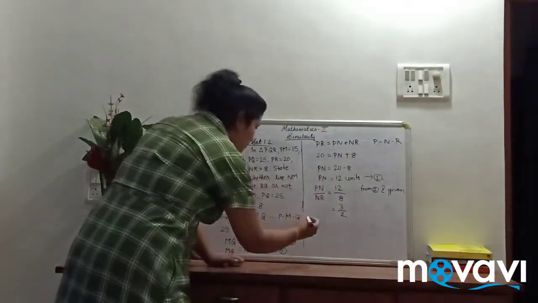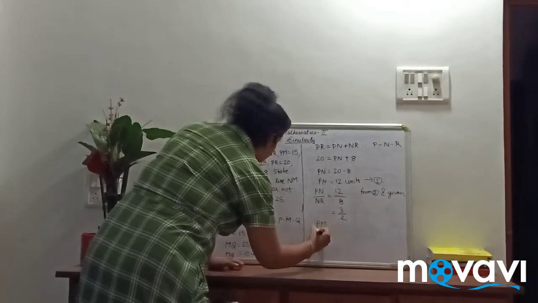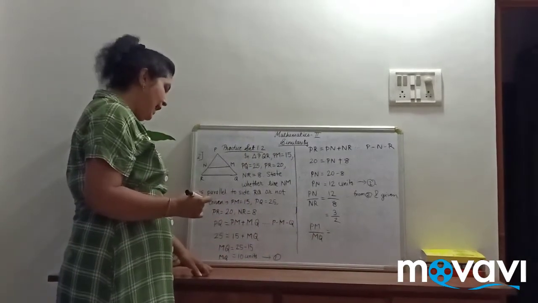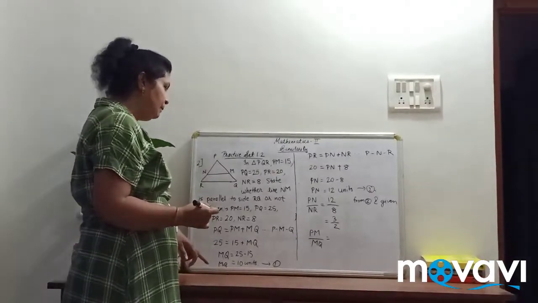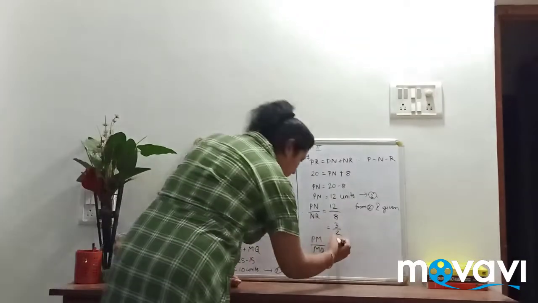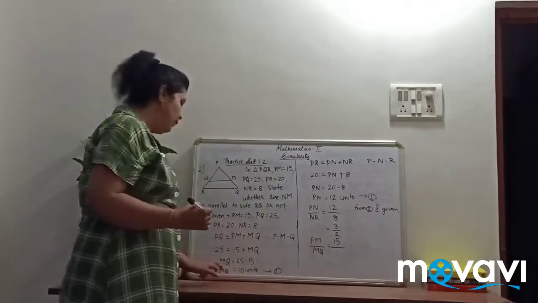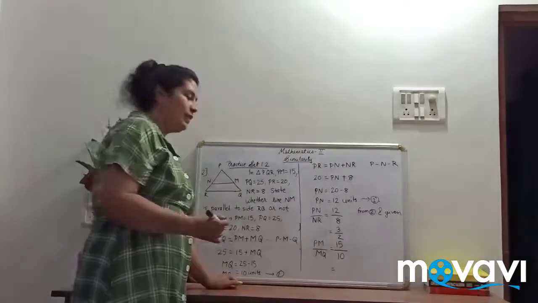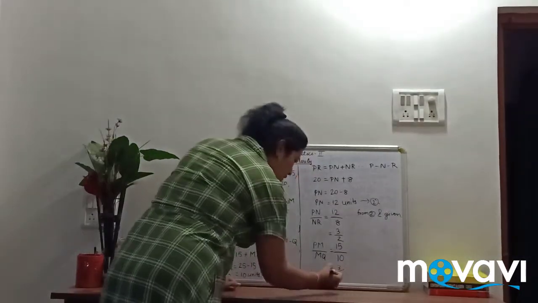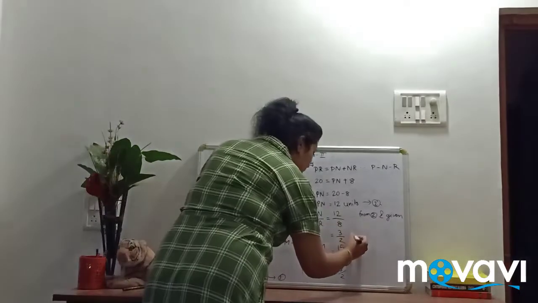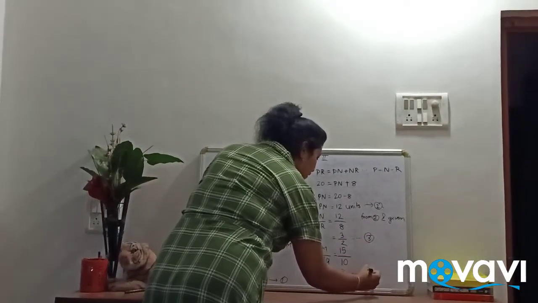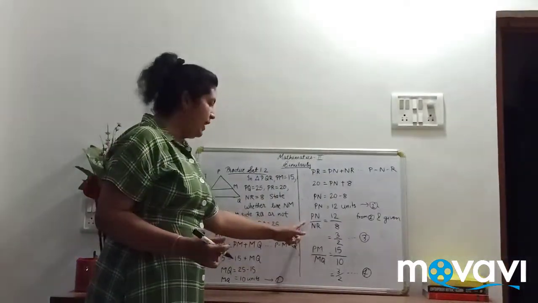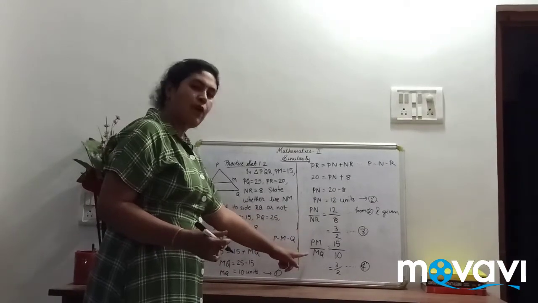Next is PM upon MQ. So let me substitute the values. What is PM? 15. What is MQ? 10. Three upon 2. Let this be my third step. Let this be my fourth step. So from third and fourth, what do I find? PN upon NR is equal to PM upon MQ.